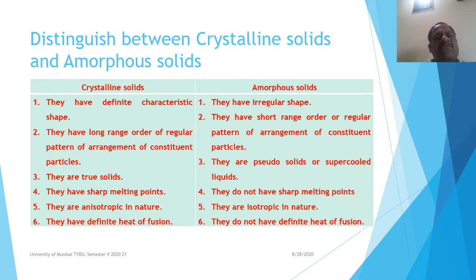That means in crystalline solids there is a perfect arrangement of constituent particles, and therefore its physical property does not change with change in direction. But in an amorphous solid, its physical properties change with change in direction. And the last distinguishing feature is that crystalline solids have a definite heat of fusion. That means it melts at a fixed temperature, while amorphous solids do not have a fixed heat of fusion.